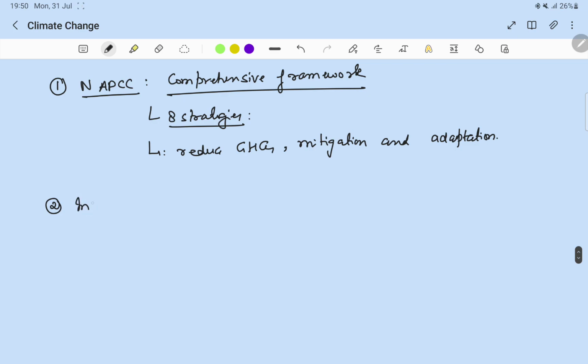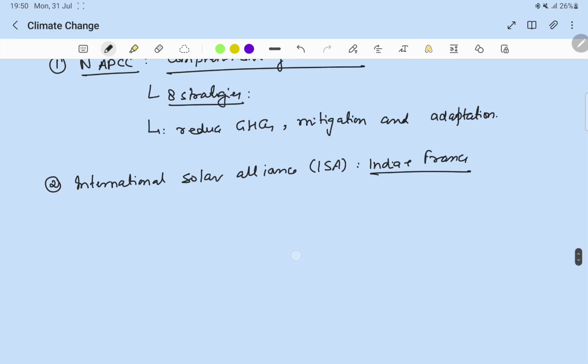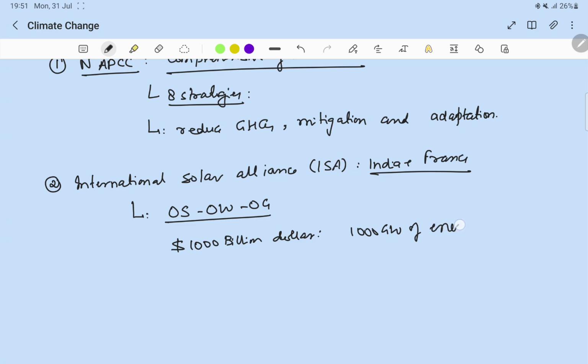Then second is the International Solar Alliance. The International Solar Alliance was launched by India and France to counter the impact of climate change. It has started the promotion of solar energy under One Sun, One World, One Grid. It aims to mobilize $1,000 billion to promote 1000 gigawatt of energy. So this is a very ambitious project.